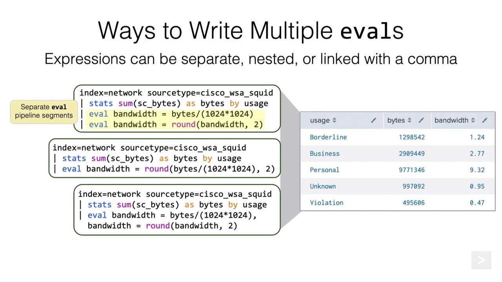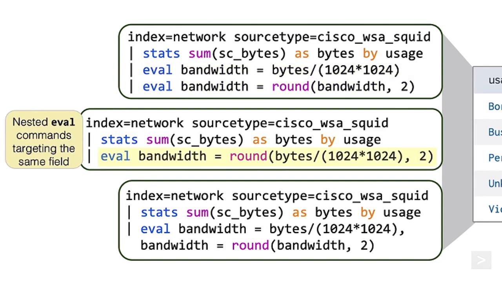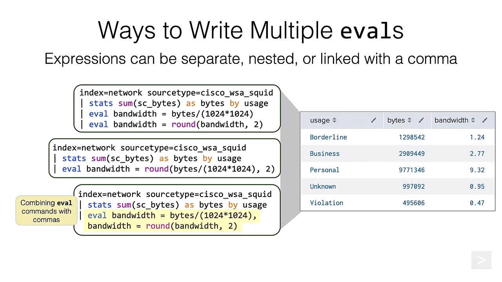Now, there are multiple different ways to write eval expressions. We can pipe to separate eval commands, which adds more lines to your SPL. We can include the function and the expression as an argument to that function, containing everything within one single line in one eval command. Or we can comma separate the two eval expressions all within one single eval command. This shows that evals can be separate, they can be nested, or linked with a comma, all resulting in the same table.